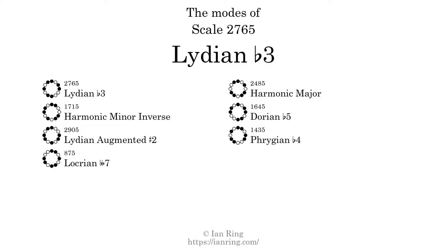The seventh and last mode is scale 1435, also known as Phrygian flat 4. It sounds like this.